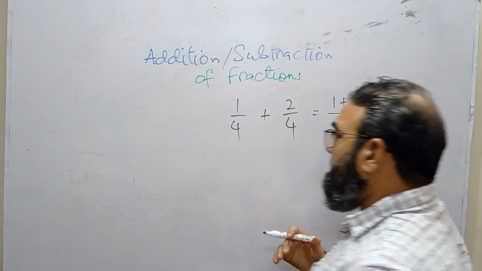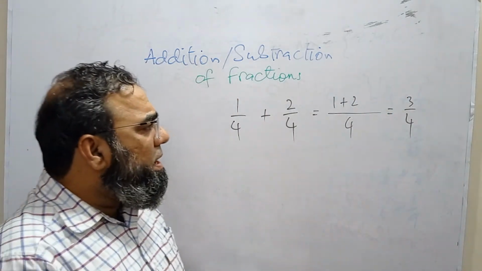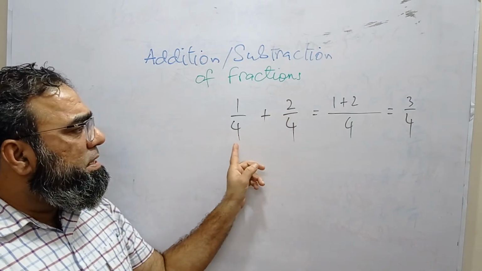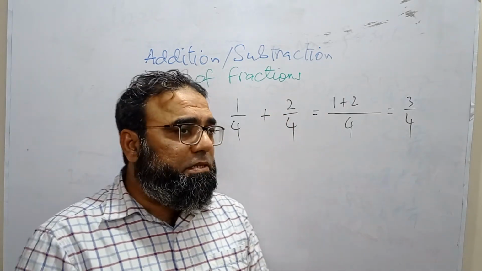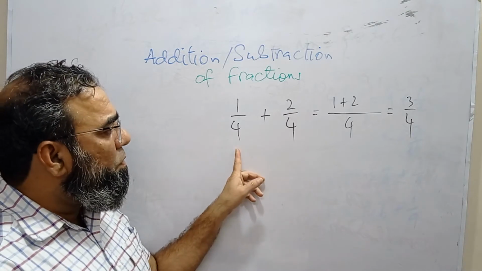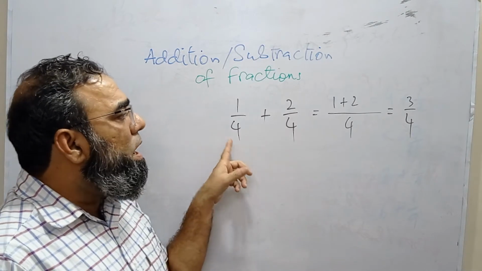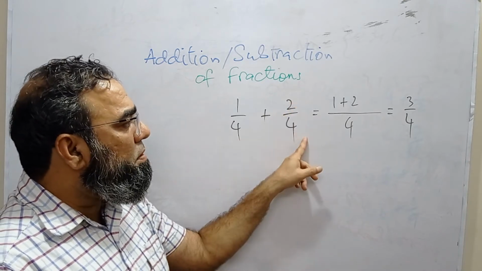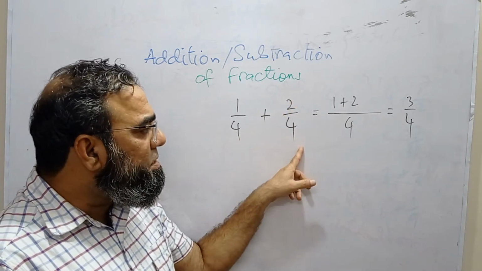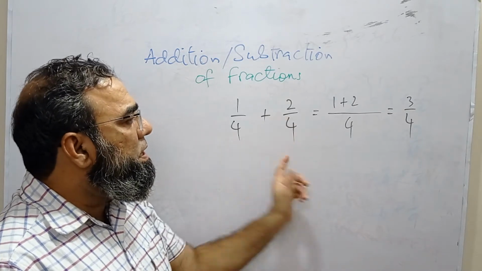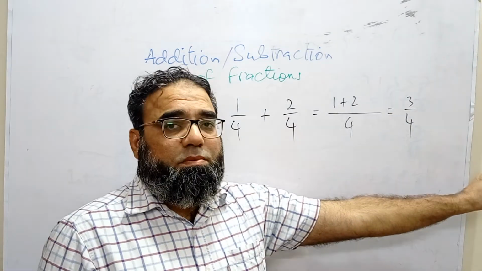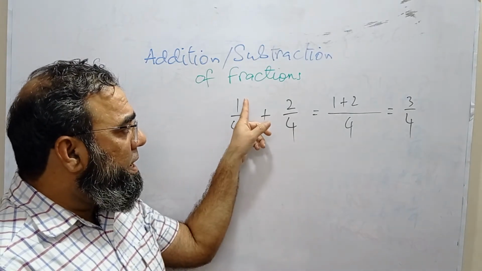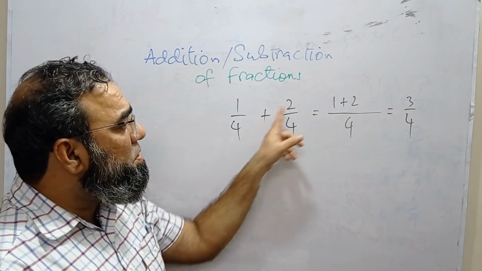Now there is a big question here: why do we just add the numerators, why not add the denominators? Please remember that 1 over 4, you call this a quarter, and this 2 over 4, you call this 2 quarters. So 1 quarter plus 2 quarters, collectively they are going to be 3 quarters. That is why we don't add up the denominators. This says out of 4, this is 1 quarter, this is 2 quarters.